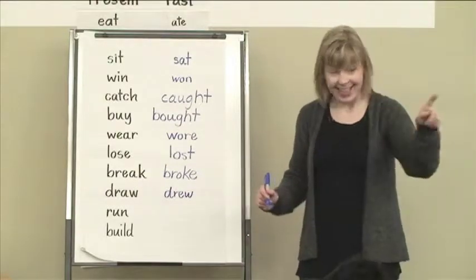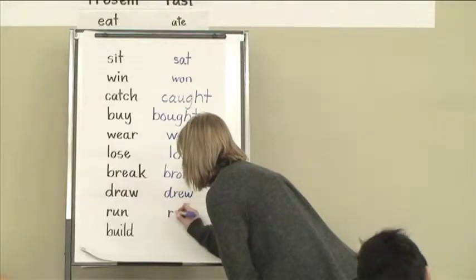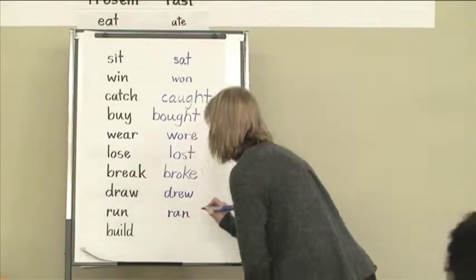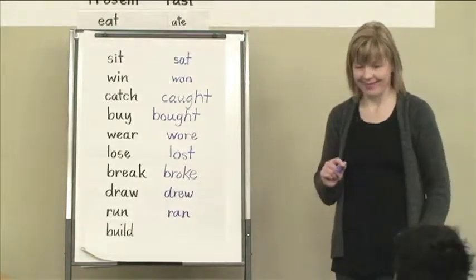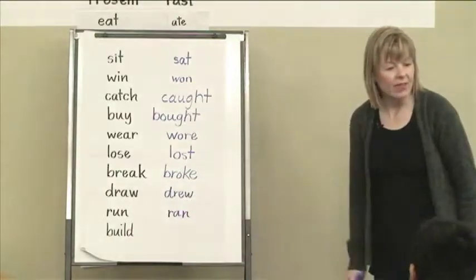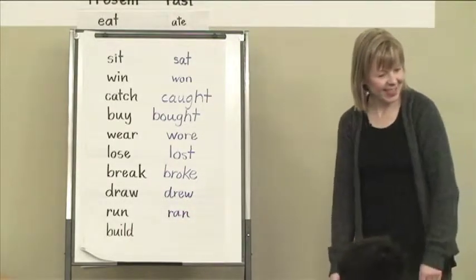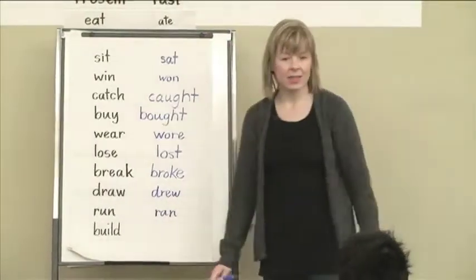They ran. They ran a race. So past tense of run is ran. Ran. He ran across the room. One more. Built. Very good. You knew built? Built. Now build just changes a little bit. It becomes built.